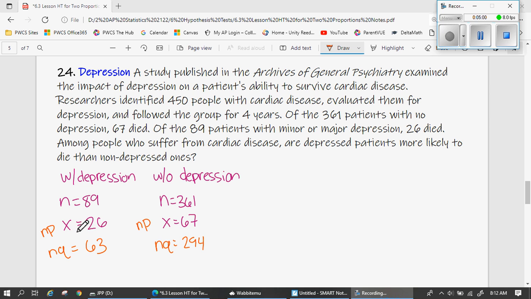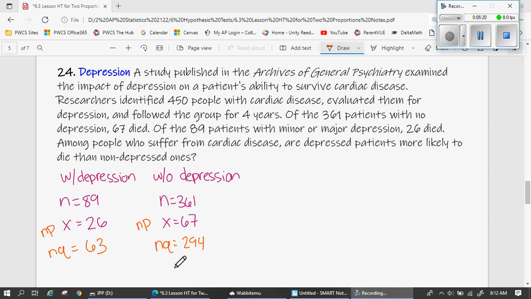are unfortunately in this case successes. That's kind of a sad way to say successes. And so then our NQs are failures, people who lived. Again, it doesn't really make sense practically, but in this case, a failure is somebody who lived. There were 63 who were with depression and 294 without depression.